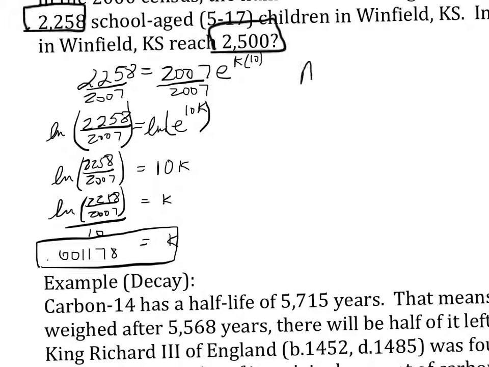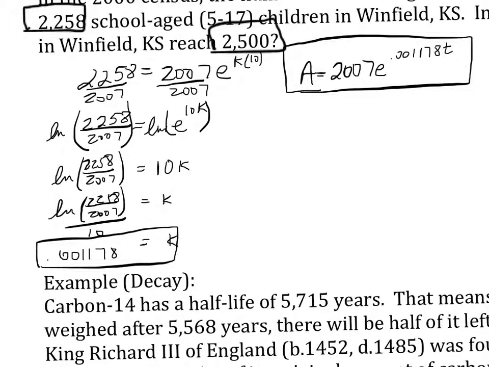And we can use this constant to set up an equation that models how many children are in Winfield, Kansas. So our amount is going to equal 2007 times e to the 0.001178t. Okay? So that is the equation that models the actual number of school children in Winfield, Kansas. Okay? Doesn't do anything else, just that. Now we want to know when that ending amount will equal 2,500. So we plug in 2,500 and we're going to solve for the t in that.